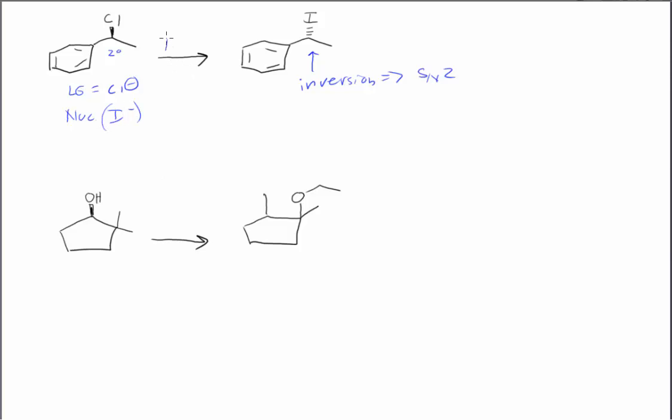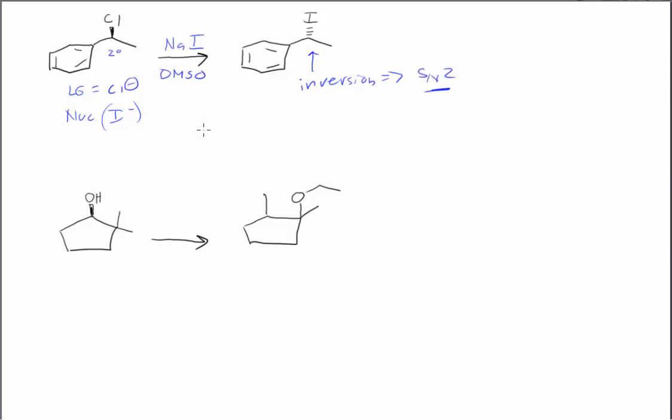So I could use NaI as my source of I-. And if I want to support SN2 chemistry, I should use some polar aprotic solvent: acetone, DMSO, DMF, really whatever you want. And we'll write that under the arrow, as is common for putting solvents. And that's really it. That's all we have to do.